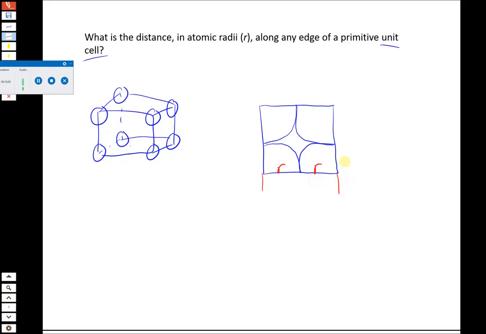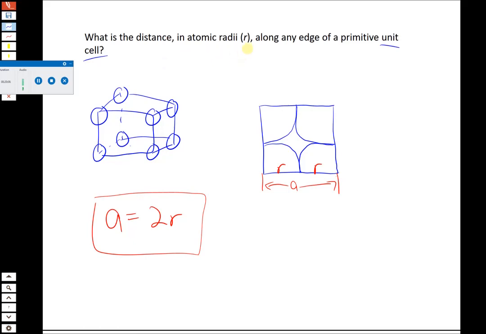And so what that means is that along the edge of the unit cell, this distance A that we call the edge length here is equal to 2r in the primitive cubic cell. And that's the answer that we want to pick here. This is, I think, multiple choice, but A is equal to 2r for primitive cubic.